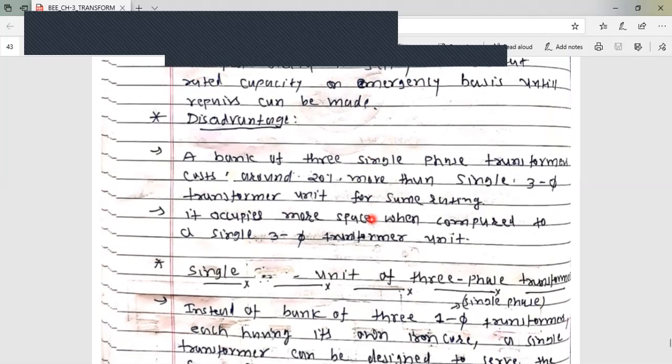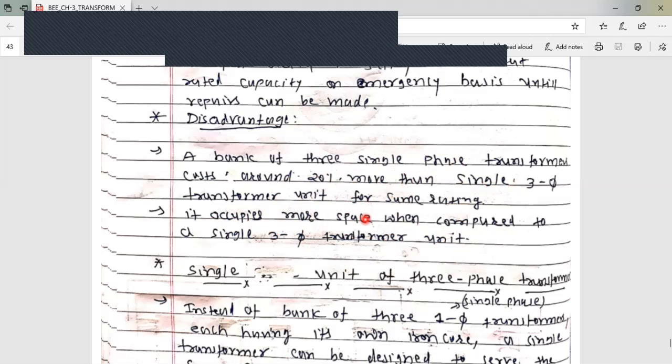And for the disadvantages, a bank of three single phase transformers costs around 20% more than a single three-phase transformer unit of the same rating. We will discuss the single three-phase transformer unit in the next step. It also occupies more space when compared to a single three-phase transformer unit. So these two are the disadvantages of this bank of three single phase transformers working as a three-phase transformer unit.